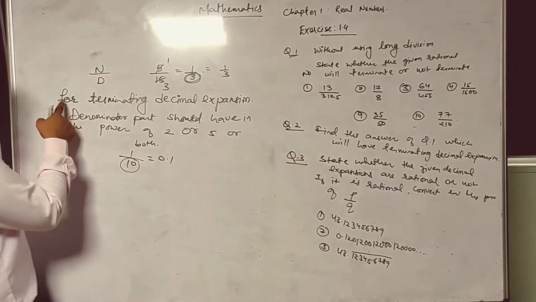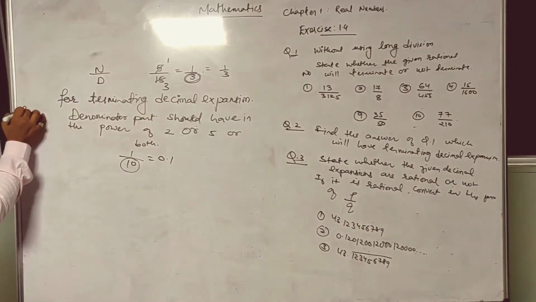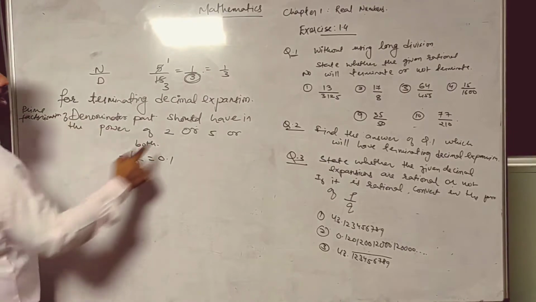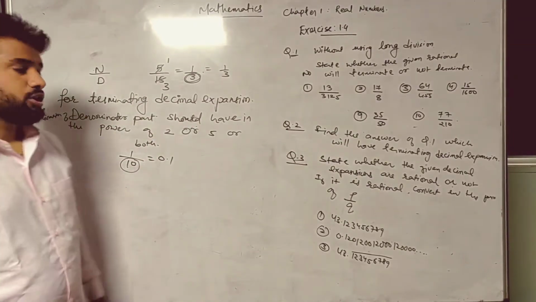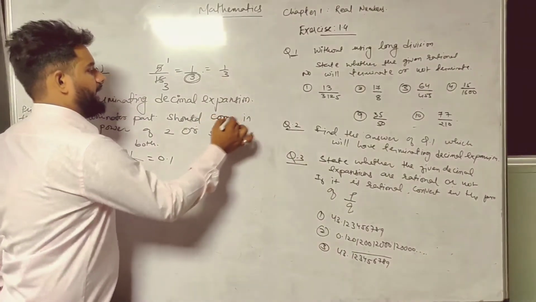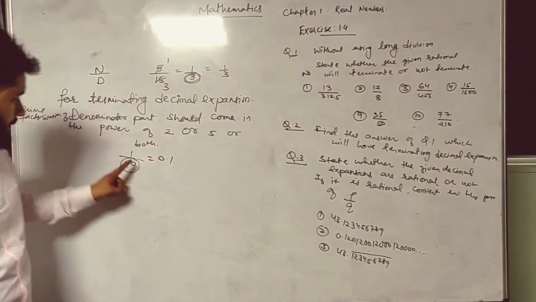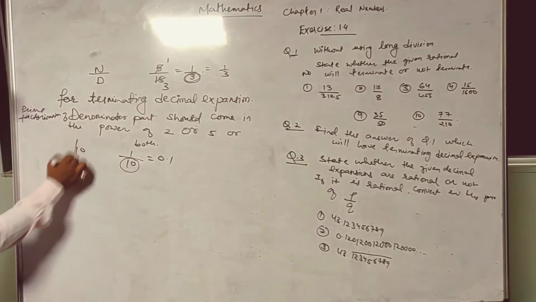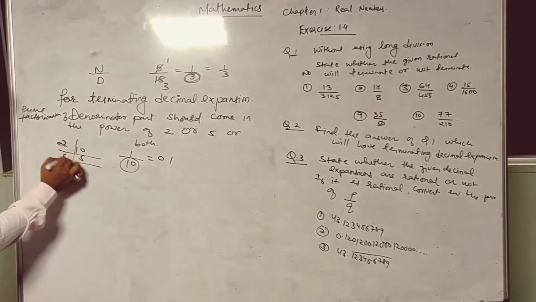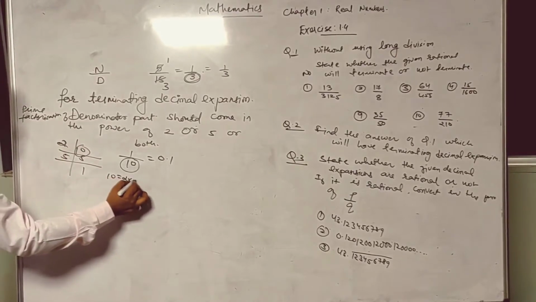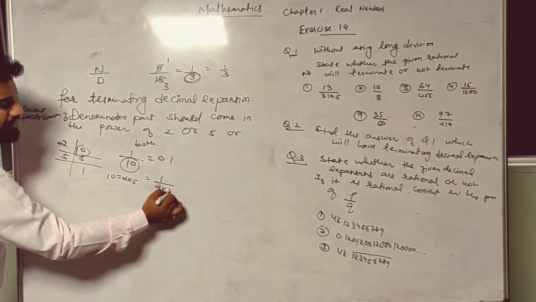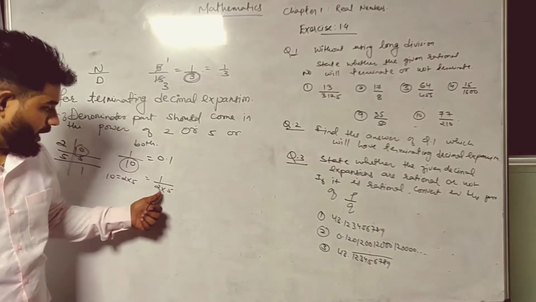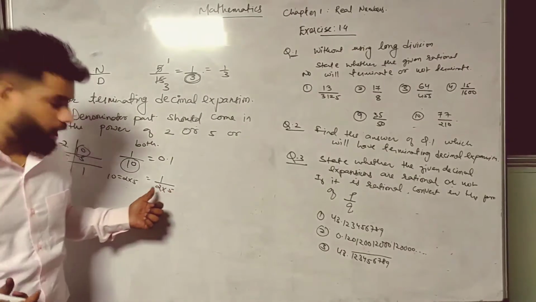So here you can say that for a terminating decimal expansion, the prime factorization of the denominator should come in the power of 2 or 5 or both. Like here, 1 by 10 has the decimal expansion 0.1. If you do the prime factorization of 10, 2 5s are 10, so 10 can be written as 2 into 5. So 1 upon 10 is 1 upon 2 into 5. See the denominator: it contains only powers of 2 and 5. Only 2 will do, only 5 will do, or both will do.